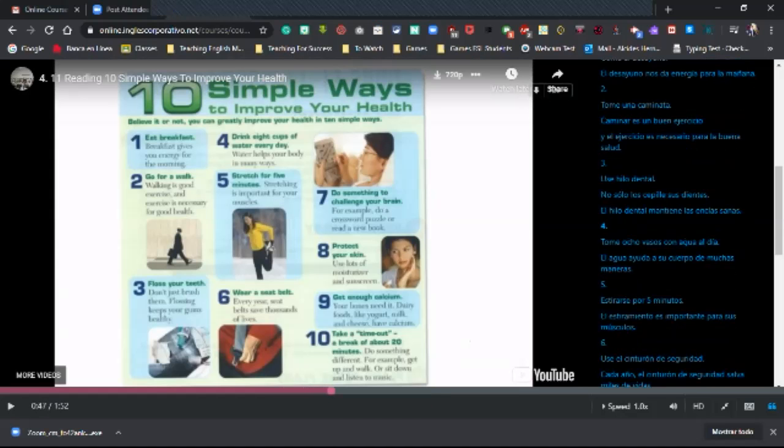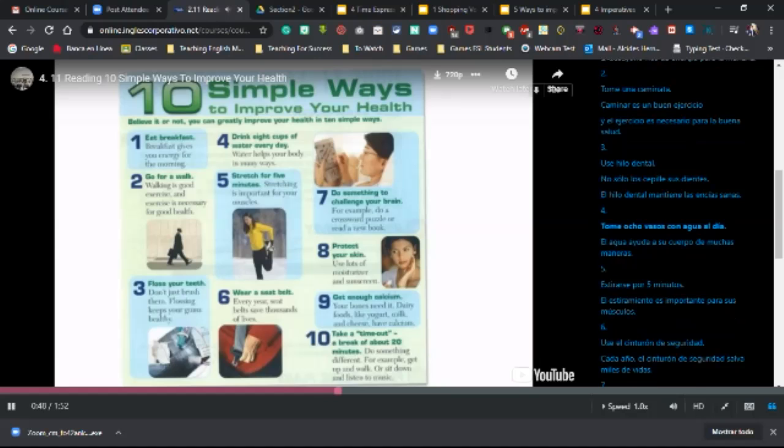Okay, what is number 3? Lavarse los dientes, cepillarse los dientes. No, cepillarse es brush your teeth. Y este es floss your teeth. What is floss? Usar hilo dental. Okay, so that's very important. Let's go for number 4.